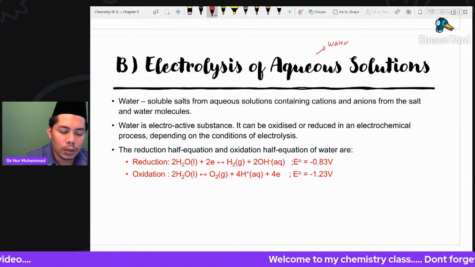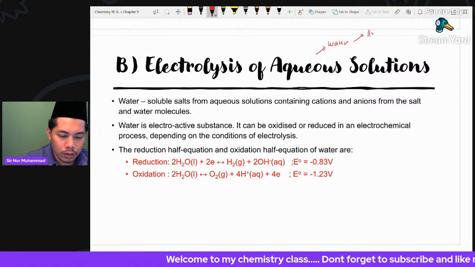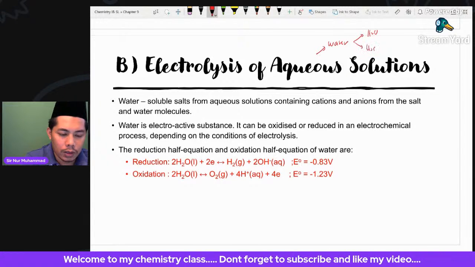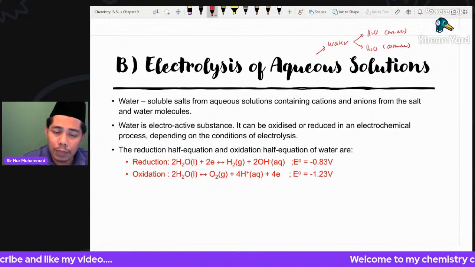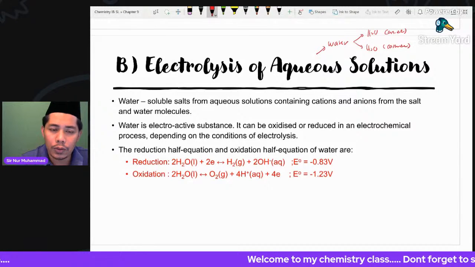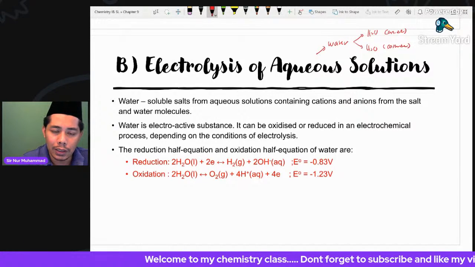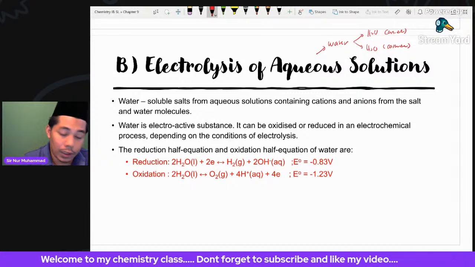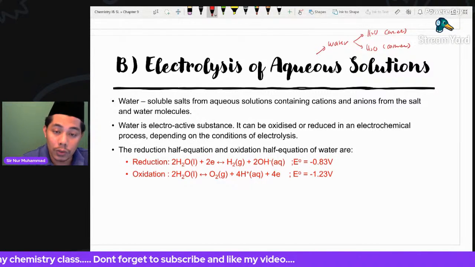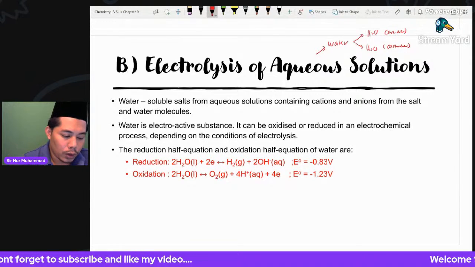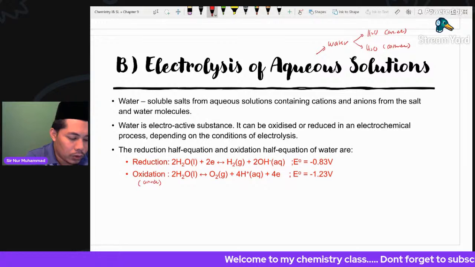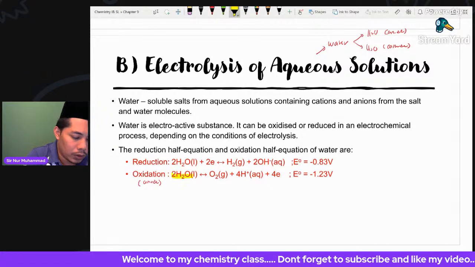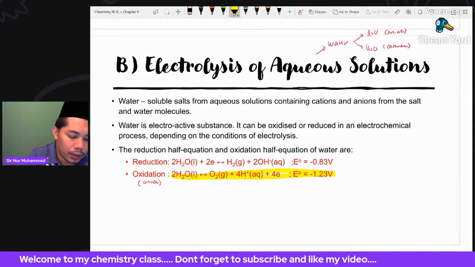So water will move to the anode and will move to the cathode. So you must remember how to write the half cell equation for water when it undergoes reduction, when it undergoes oxidation. So if the water is discharged at the anode, it will undergo oxidation. So this is the half equation that you have to memorize.